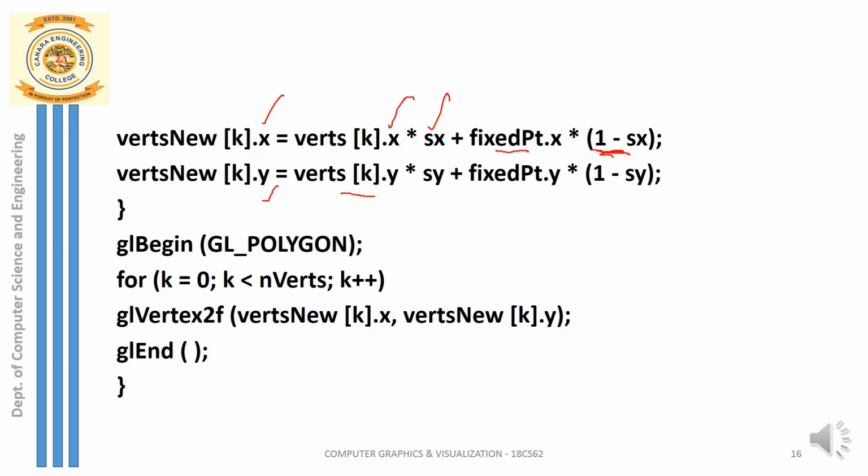Next you have the y coordinate of the new scaled point, which you can compute by taking the old y coordinate, which you multiply with the y component of the scaling factor, and add that with the y component of the fixed point multiplied by 1 minus sy. So this is how you compute the scaled coordinates. And finally, once you are done, you can draw the polygon, and this is your scaled polygon.